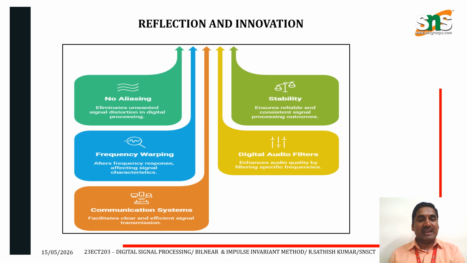These are the reflection and innovation of bilinear transformation and impulse invariant transformation. First, no aliasing eliminates unwanted signal distortion in digital signal processing. Stability ensures reliable and consistent signal processing outcomes. Frequency warping alters frequency response, affecting signal characteristics. And it is used in digital audio filters to enhance audio quality by filtering specific frequencies. Communication systems: it facilitates clear and efficient signal transmission.